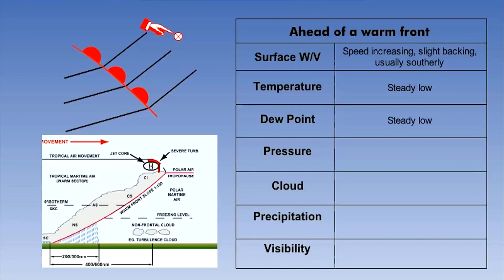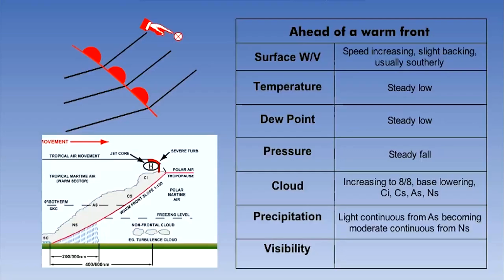The dew point is usually steady and fairly low. The pressure will fall steadily. The cloud will increase and base lower. Precipitation will set in, becoming persistent and moderate in intensity. The visibility will reduce to poor.